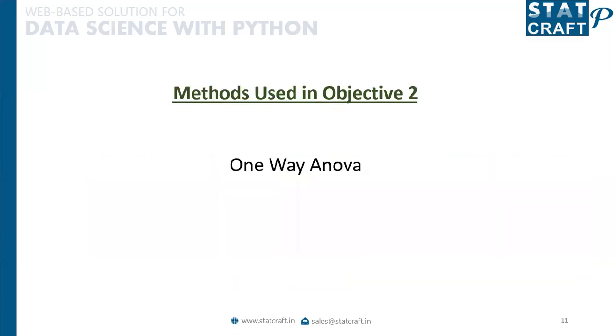What technique will we be using to address this particular objective? The technique that we will be using is Oneway Anova. Why Oneway Anova? Remember, we have 4 different components which have experienced failure. If we had only 2 components, we would have used an independent samples t-test. Because we have 4, we will be using Oneway Anova.